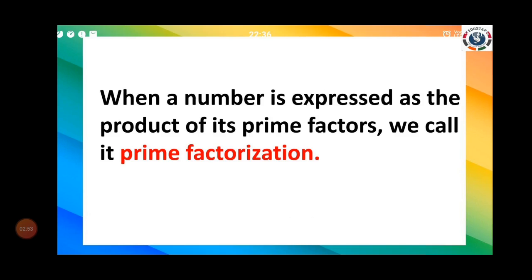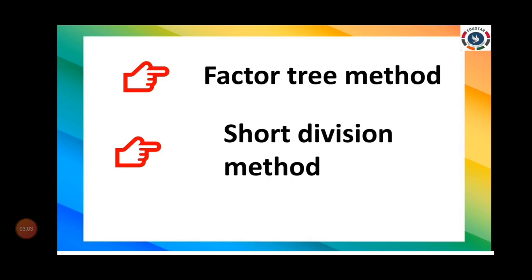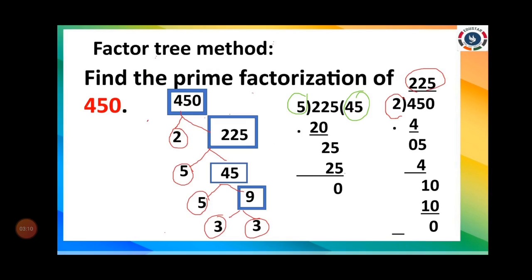Then when a number is expressed as the product of its prime factors, we call it prime factorization. Then we are going to study prime factorization. Prime factorization has two methods: one is the factor tree method, and the other is the short division method. I am going to explain them one by one.